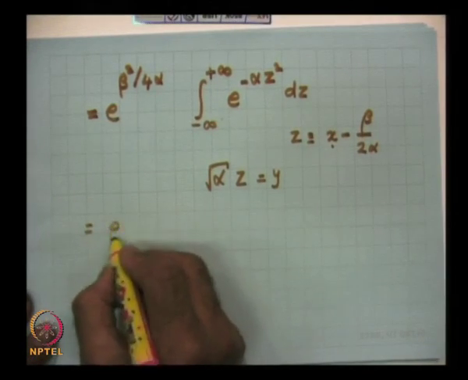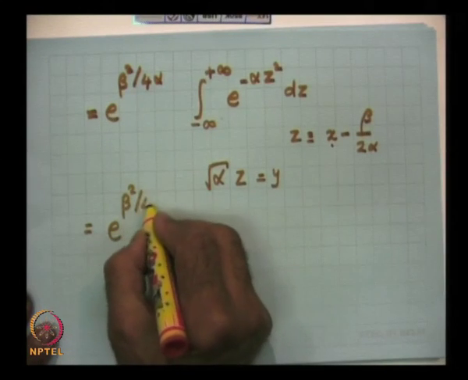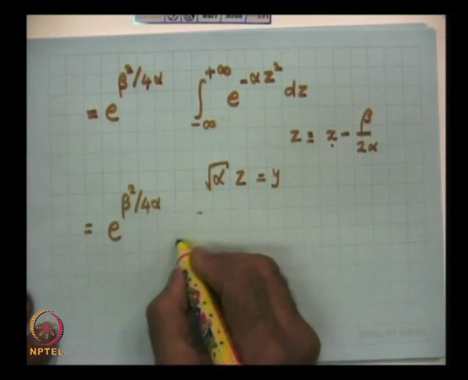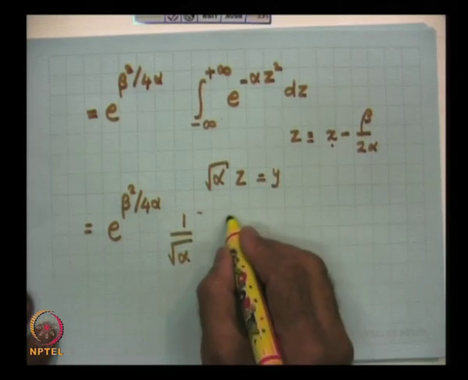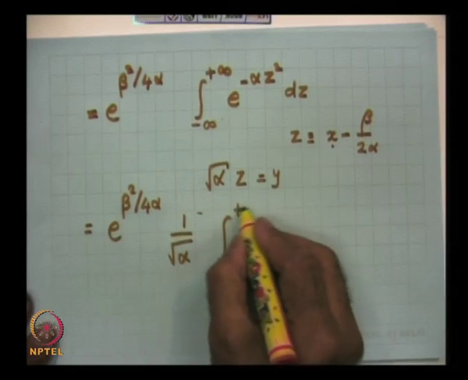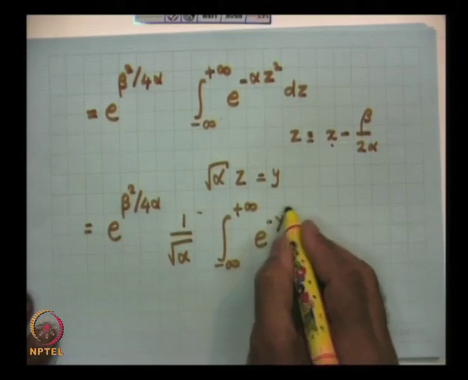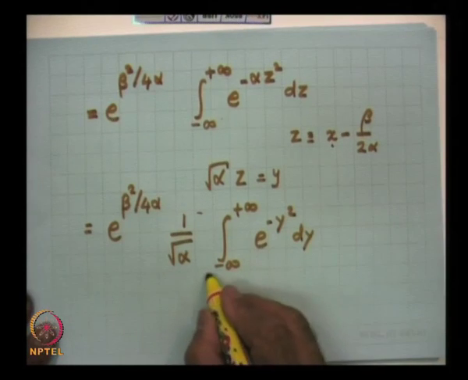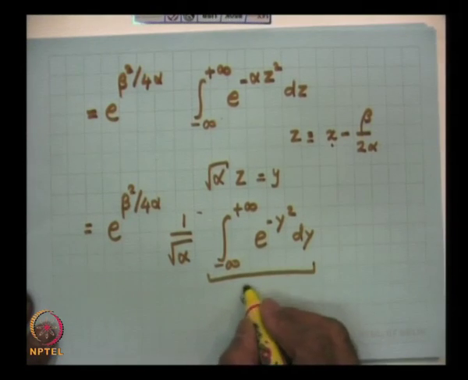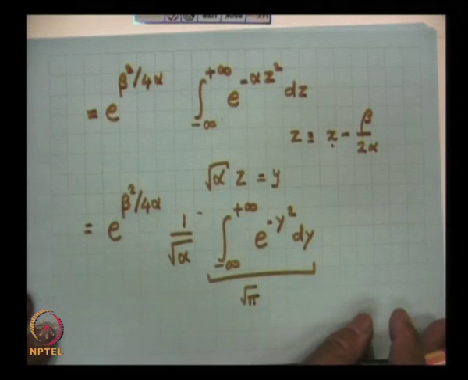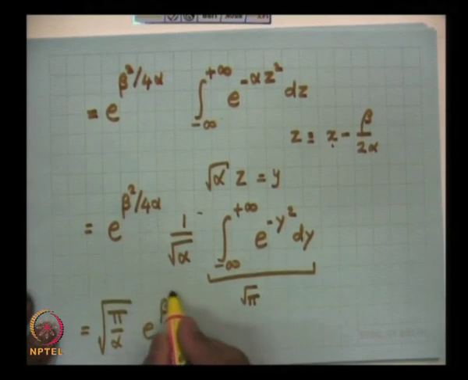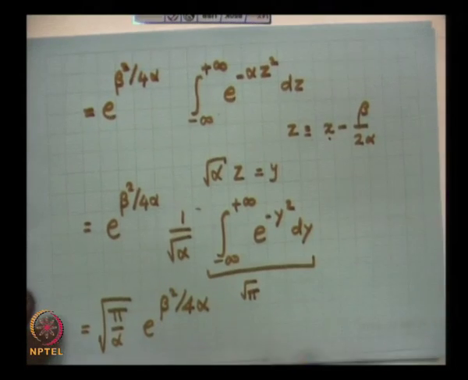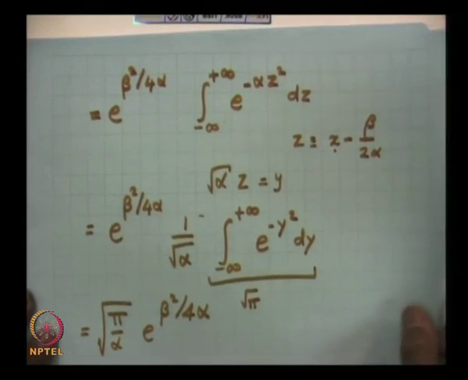So, you get dz is equal to dy by under root of alpha. So, you get e to the power of beta square by 4 alpha, so, 1 over root alpha and minus infinity to plus infinity e to the power of minus y square dy. Now, this we have just now evaluated. So, this is square root of pi. So, this quantity becomes equal to square root of pi by alpha e to the power of beta square by 4 alpha. This is a very important integral. I would request all of you to remember this.